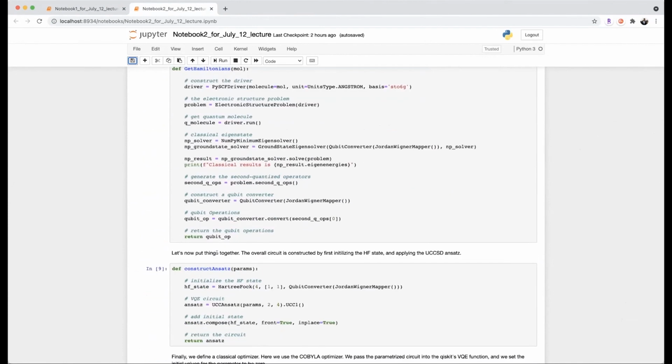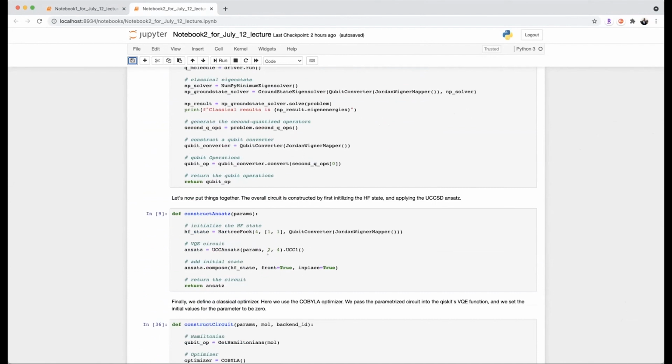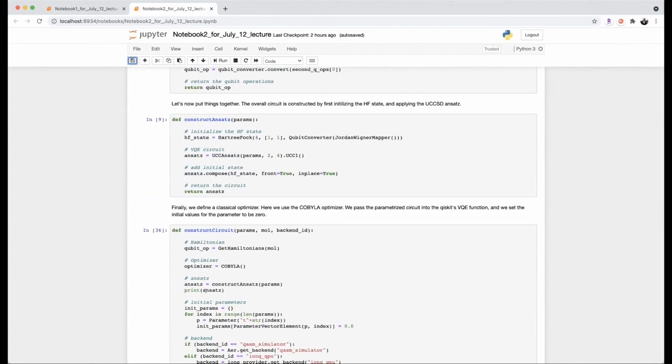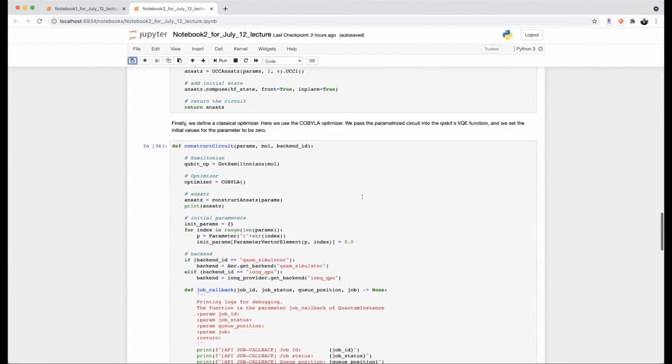And then we now put things together. So the overall circuit is constructed by first initializing the Hartree-Fock state, and then we apply the UCCSD on that, and then we just put these two together and get our overall UCCSD variational circuit. Okay, so finally we define the classical optimizer. Here we use the COBYLA optimizer, which is provided by Qiskit. And then we pass the parameterized circuits into Qiskit's VQE function. So the Qiskit VQE function will perform the optimization for us, and it will also perform the energy expectation value evaluation. And then we set the initial values for the parameters to be 0.